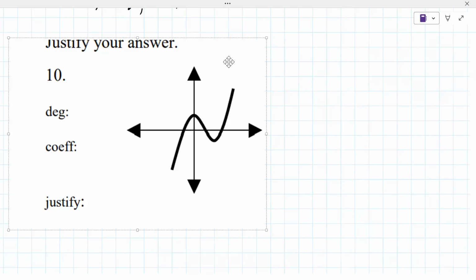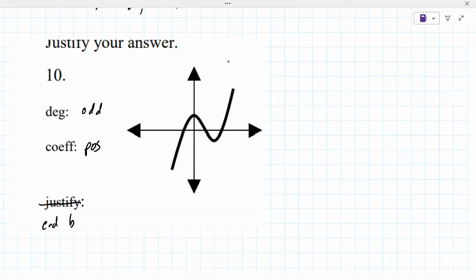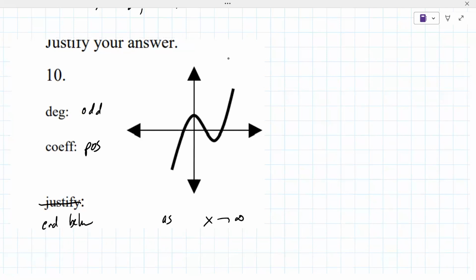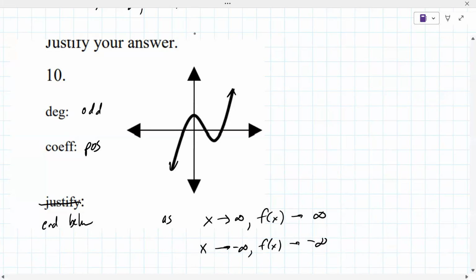Let's see. So this would be up and then odd, and it would be positive. All right. So now give me the end behavior. As x approaches infinity, f of x approaches infinity. Okay, good. As x approaches negative infinity, f of x approaches negative infinity. Very good. All right, you're doing great.